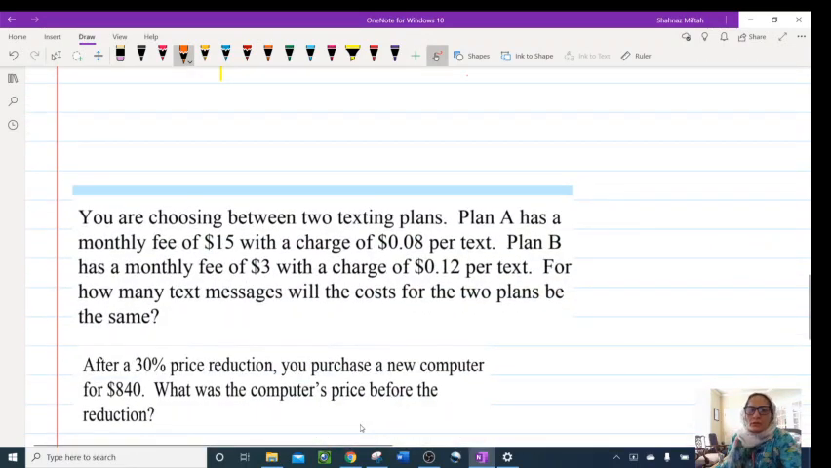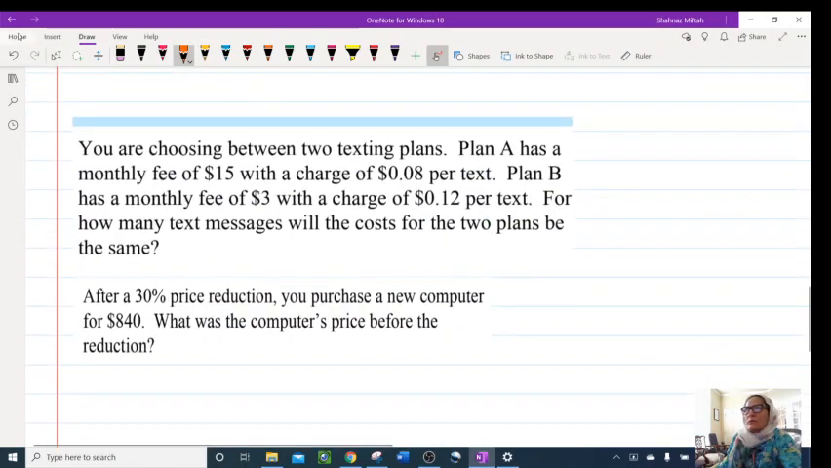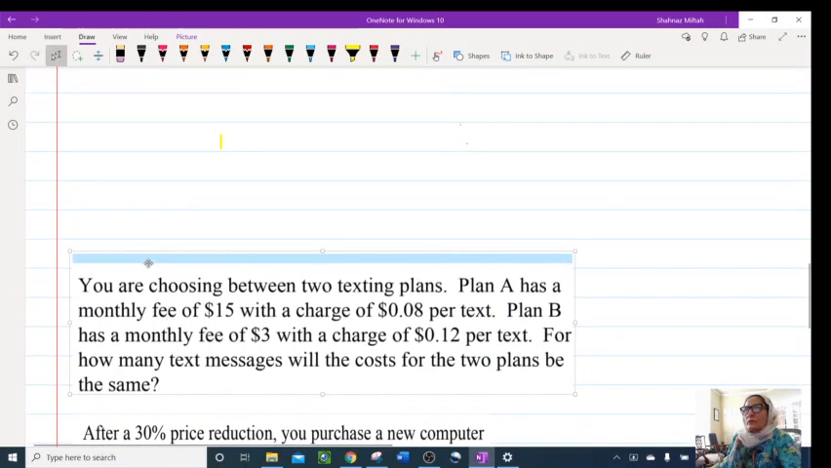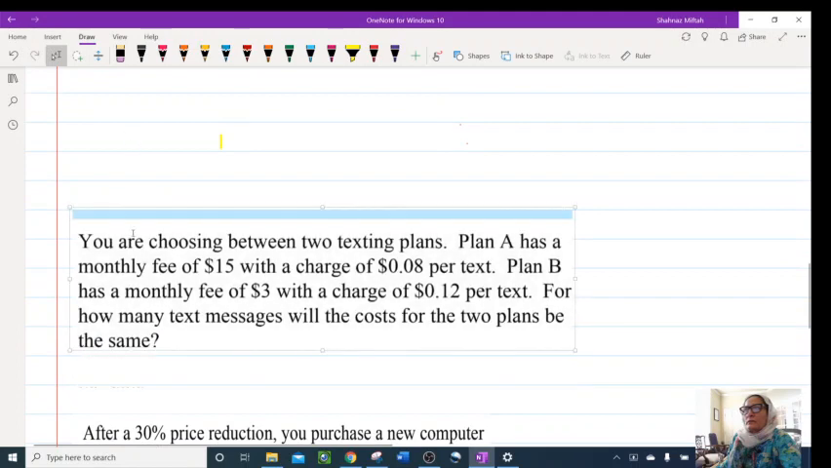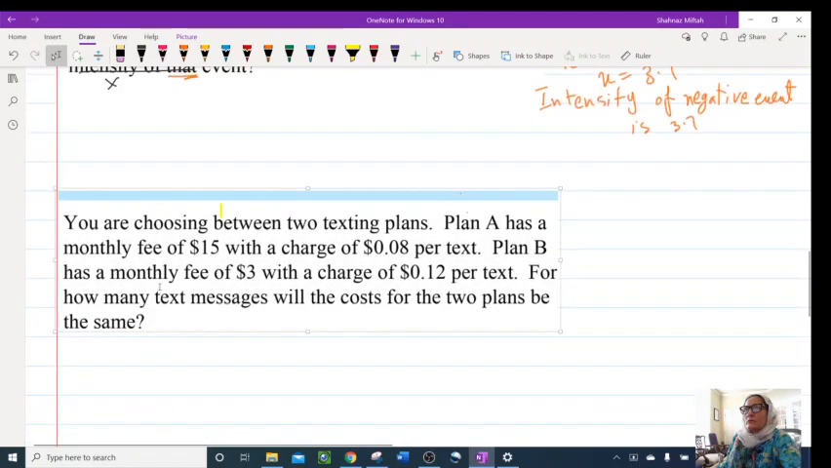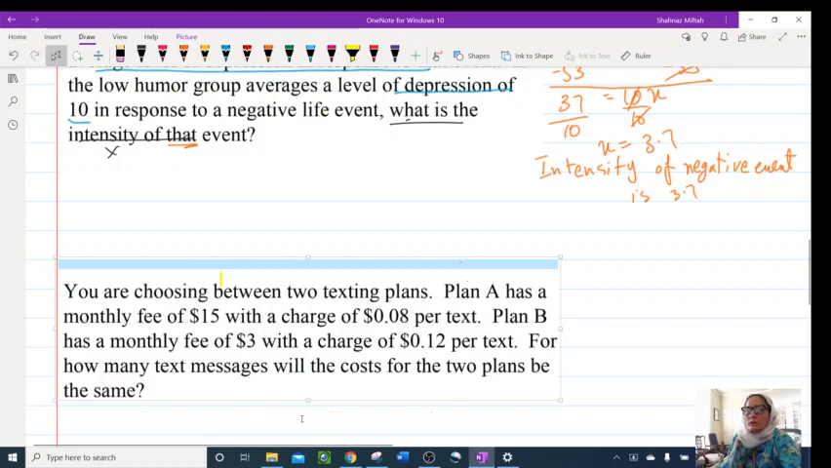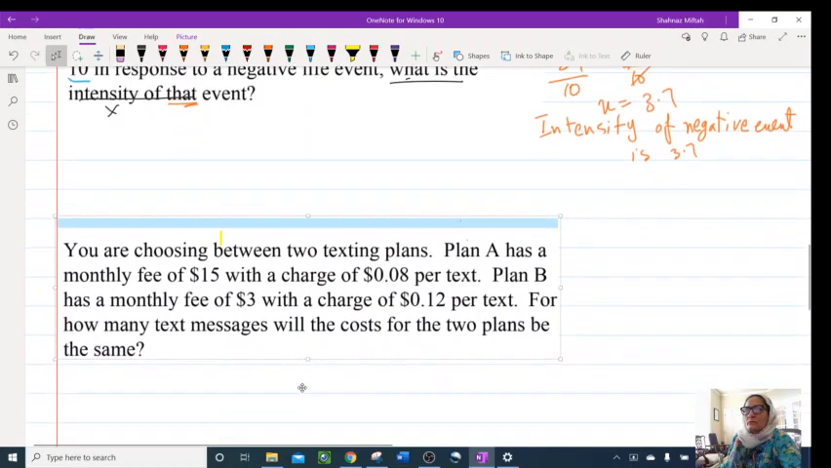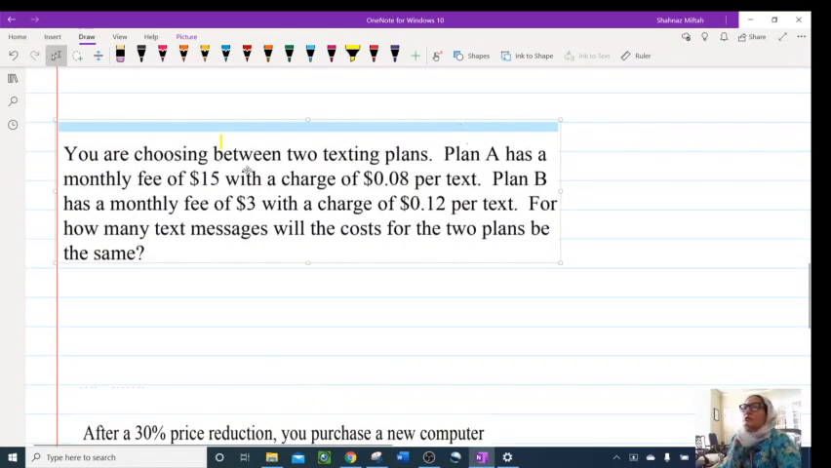Okay, let's try solving this question. Now read the question carefully. I'm going to move this up there so we can have enough space. I just want to do a few word problems with you guys so you can have a really good idea what's going on. You already have the steps that I use for the equations. Now you are choosing between two texting plans. This is again a word problem.